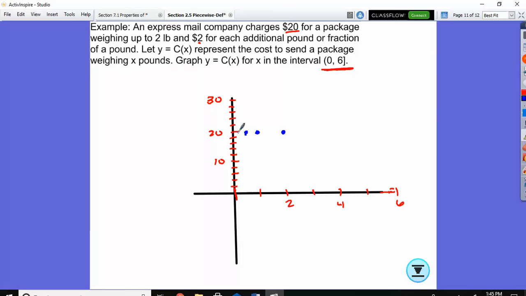Girl, I don't have $10 for a tenth of a pound on my car. I'm confused on how you're graphing this.